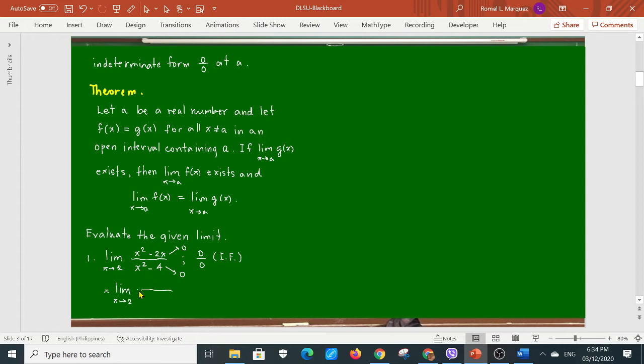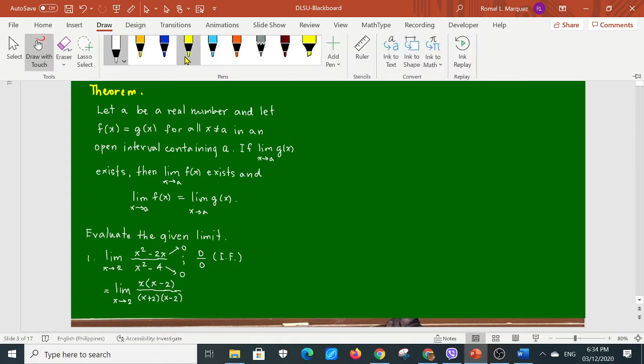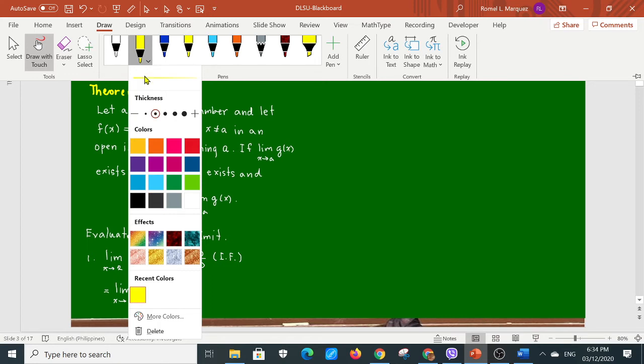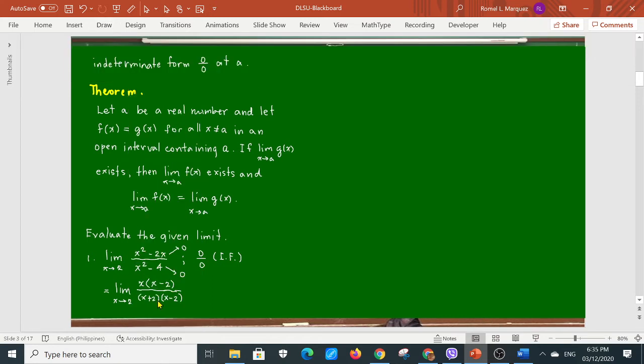So we are going to apply factoring, no? We can factor out x, then we get x minus 2. In the denominator, that is x plus 2 times x minus 2. Okay? So from which we can cancel, we can cancel what? We can cancel x minus 2, no?